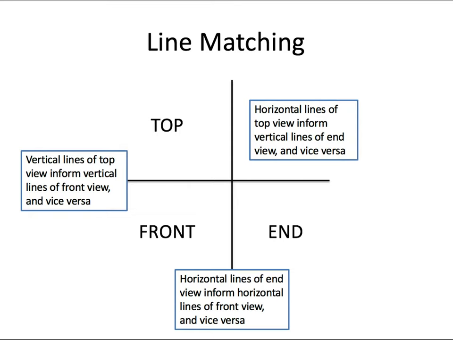If you are given the top and the front views in your problem and you had to solve for the end view, the idea here is that the vertical lines of the top view inform the vertical lines of the front view. They're going to line up with each other. The horizontal lines of the top view are going to translate to the vertical lines of the end view. So that's what we want. That's an important one. The horizontal lines of the front view will inform the horizontal lines of the end view. So that's also important, and that's something we want.